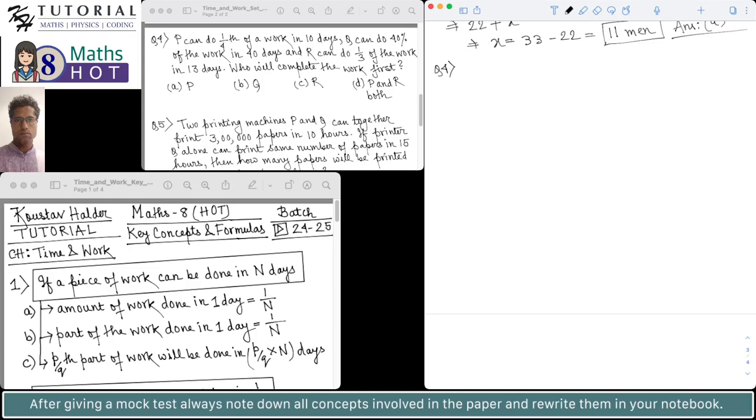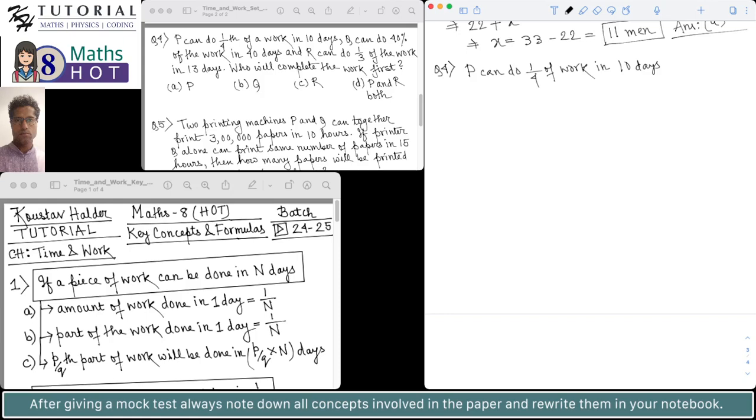So P can do 1/4 of work in 10 days. Now the question is asking who will complete the work first, which means who will complete the whole work in the least number of days. So we have to find the number of days each of them, that is P, Q and R, needs to complete the work alone. So let's find out in how many days P alone can complete the work.